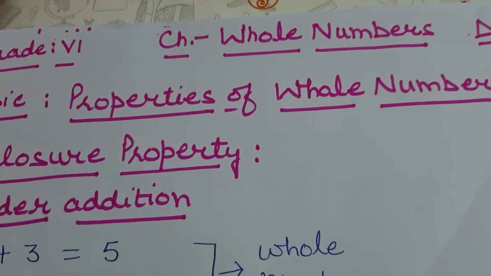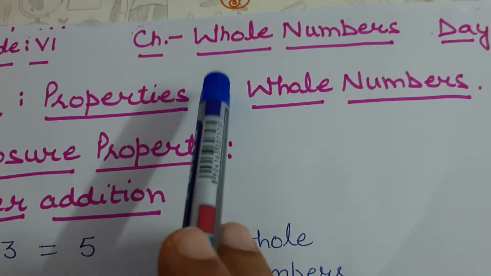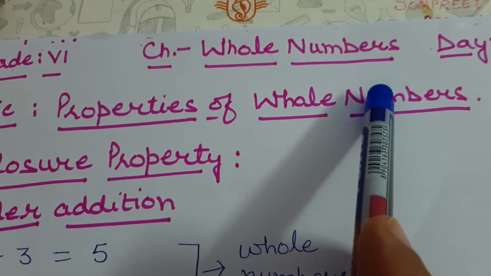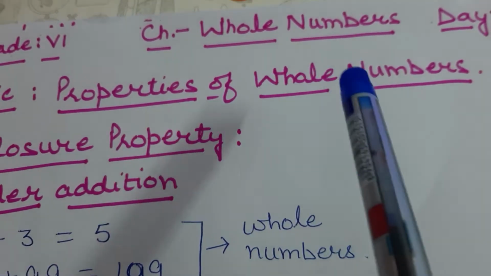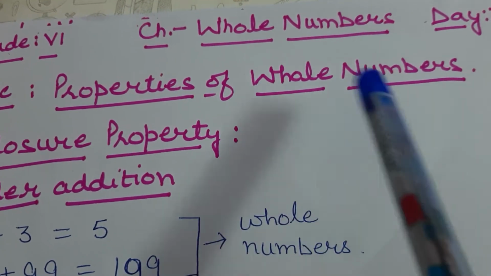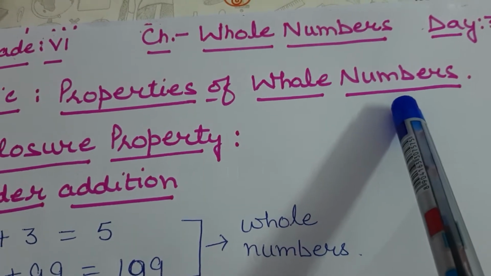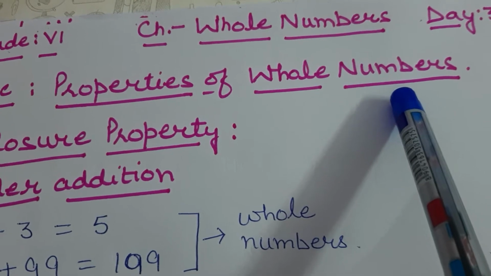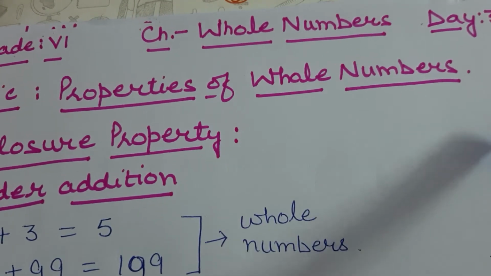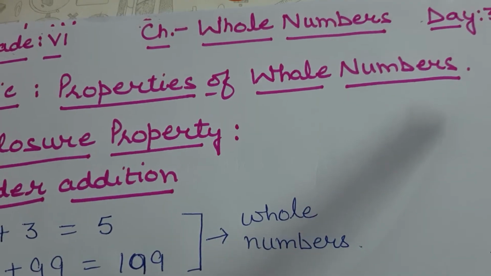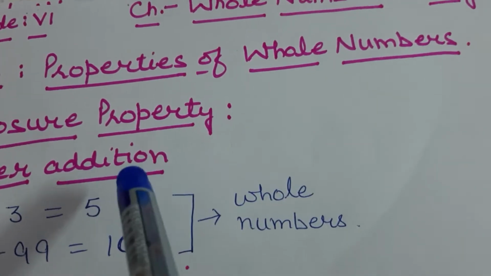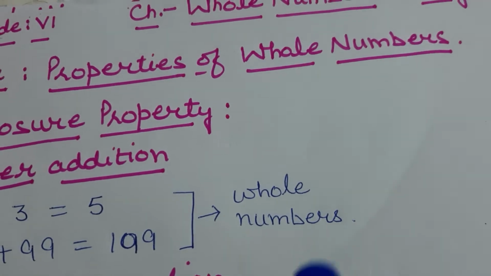So students, as you know, we are doing the whole numbers chapter. Today our topic is properties of whole numbers. Now you all know what whole numbers are. Numbers start from 0: 0, 1, 2, 3, 4, 5. These all are whole numbers. So today we are going to discuss the properties of whole numbers.